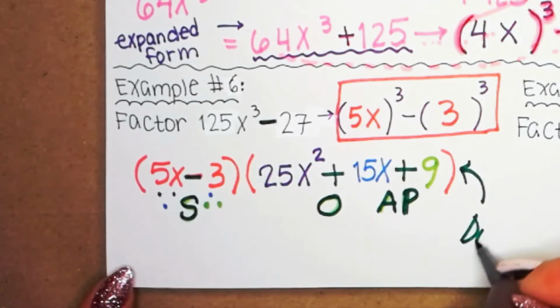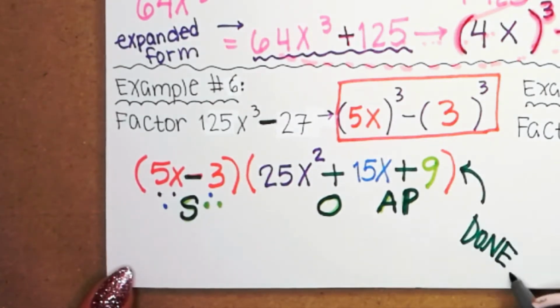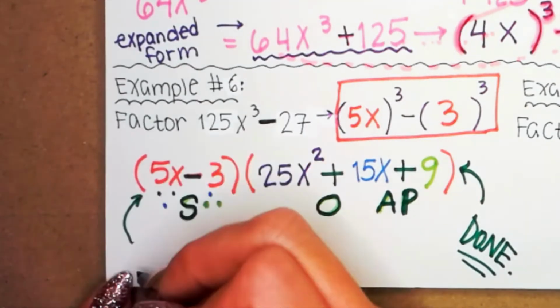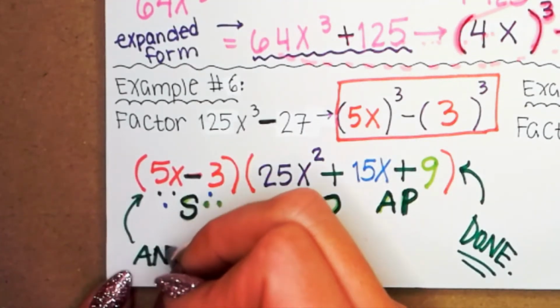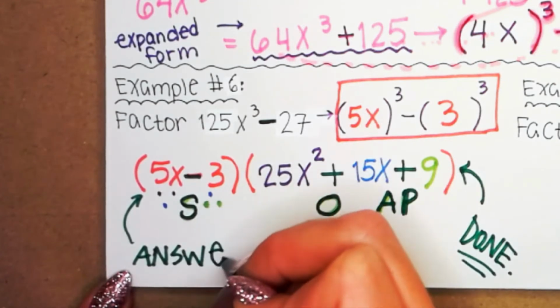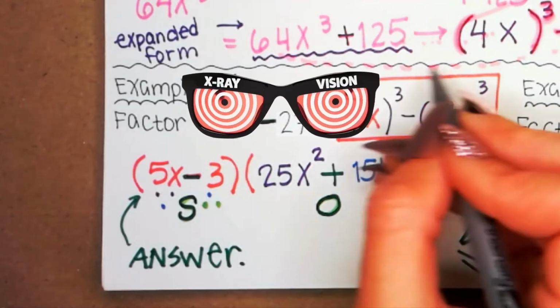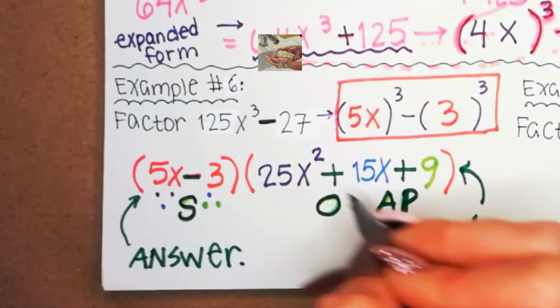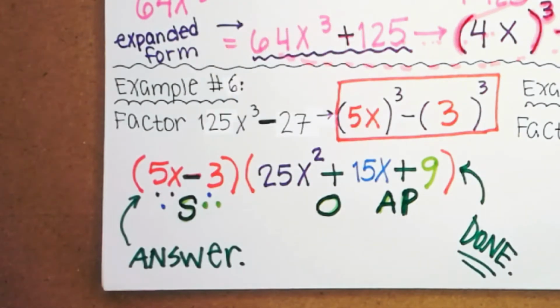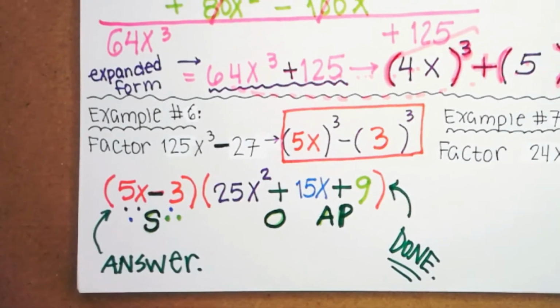This is done. It's factored. That whole thing up there is your answer. Trust me. If you follow my cubing glasses, fairy dust, soap method, you'll always, always, always get these right. Let's try the next one.